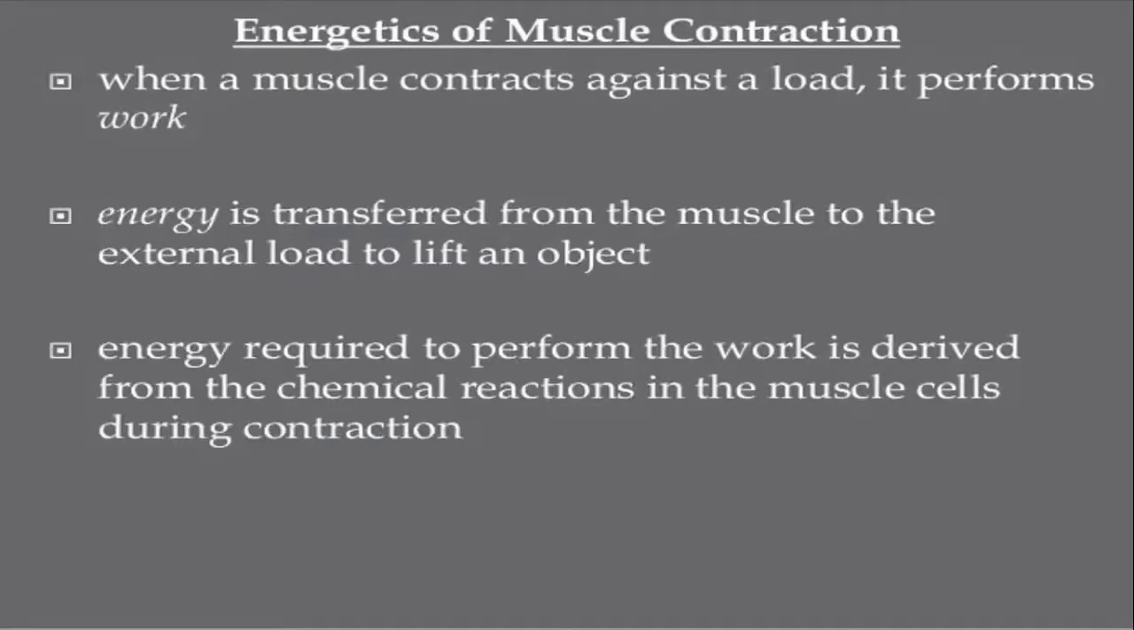Now let's see about the energetics of muscle contraction. The ATP that is stored in the body is only able to provide you energy for 1 to 2 seconds. Then comes the phosphocreatine system, or the phosphagen system, which can provide energy for 8 to 10 seconds at a rate of 4 moles of ATP per minute.